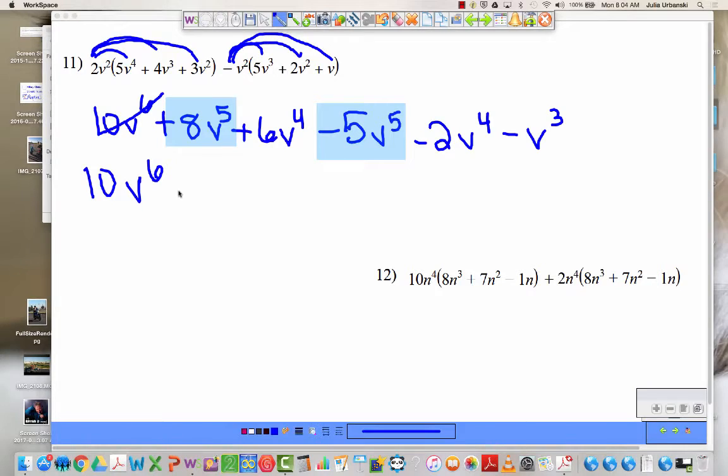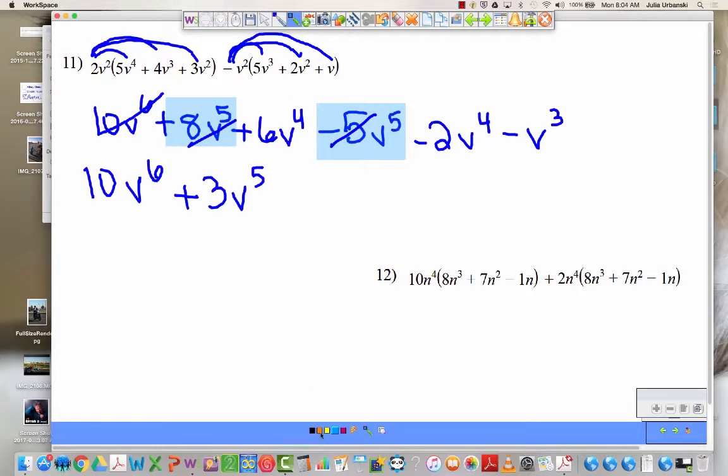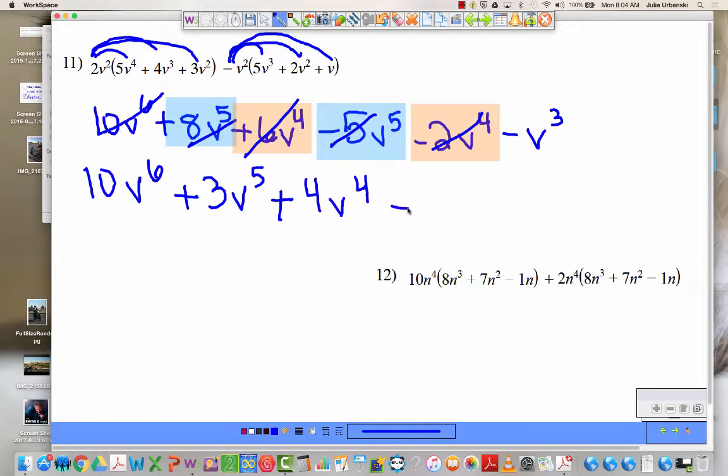So what we have is good. And those are done. So then we go down to v to the 4th, going from highest to smallest. Positive 6v to the fourth, negative 2v to the fourth, or 4v to the fourth, and then the last one has nothing to combine with, so it stands alone. Okay, any questions on that? The hardest part is going to be remembering to multiply the coefficients, but only add the exponents.